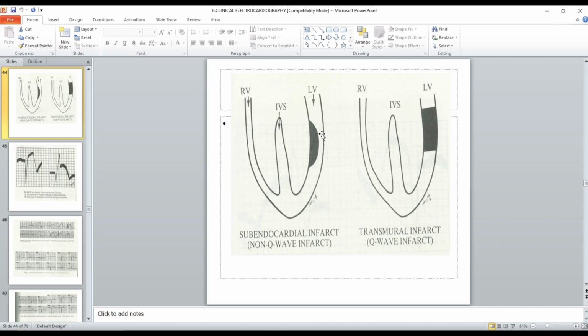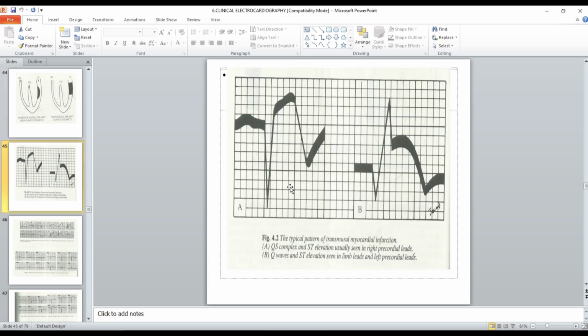This is subendocardial myocardial infarction. Here, part of the cardiac wall is involved. This is transmural myocardial infarction, where the whole width of the myocardium is involved. Typical early myocardial infarction changes are seen here. This is in the right precordial leads, and this is in the left precordial leads and limb leads. Typical QS pattern and ST elevation in the right precordial leads, and appearance of pathological Q wave and ST elevation in the limb leads and left precordial leads.